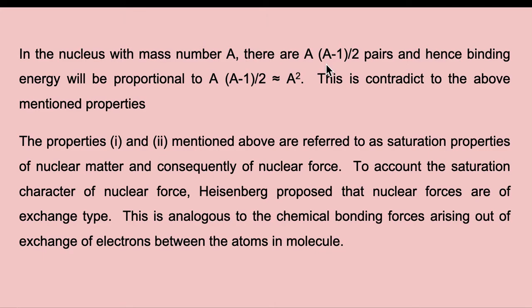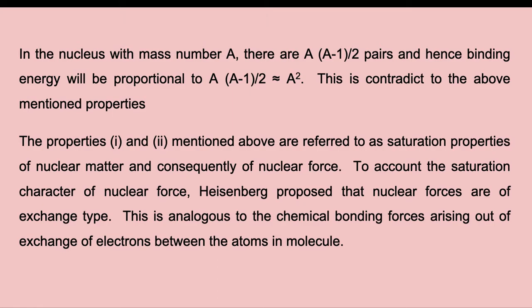So in the nucleus with the mass number A, there are A into A minus 1 whole divided by 2 pairs, and hence binding energy will be proportional to this. And this number you can approximately write as A square. That means this is A squared minus A whole divided by 2, and that number is nearly A square. That means binding energy is proportional to A square.